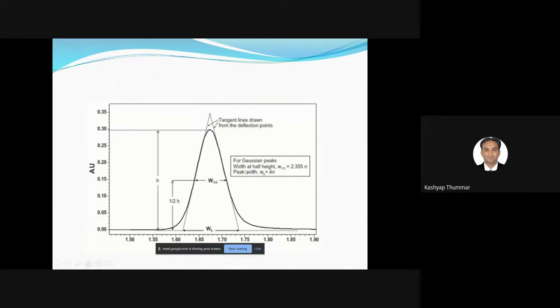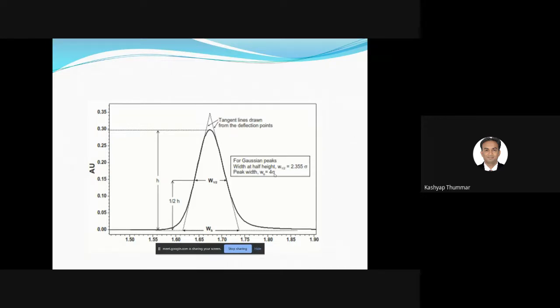Here it is written that for Gaussian peaks, the width at half height, W1 by 2, is equal to 2.355 into sigma, and the peak width, WB, is equal to 4 into sigma. It is particularly important, and I will highlight this point in the next slides. So these are very much important.